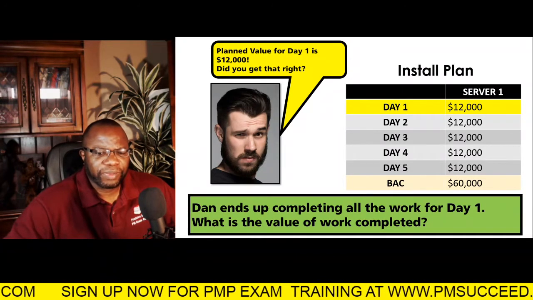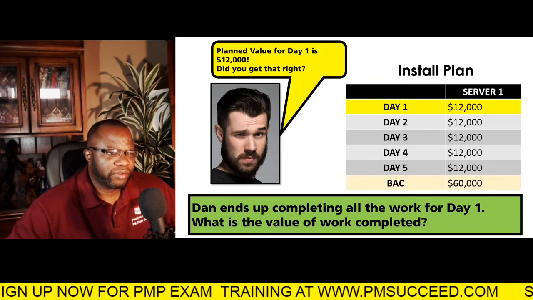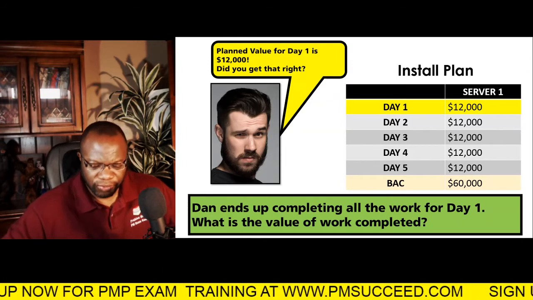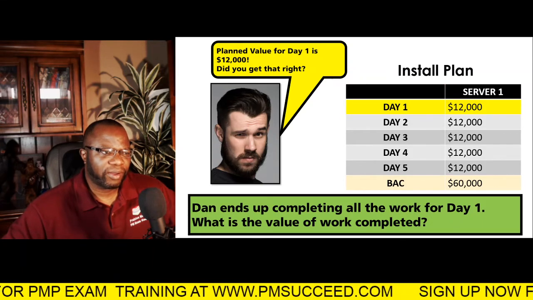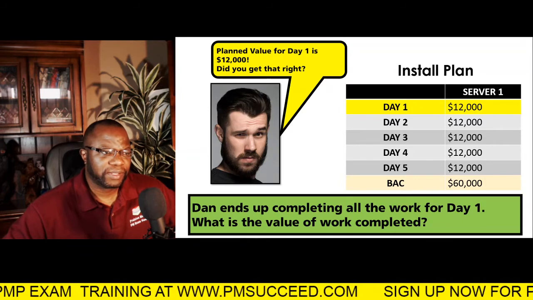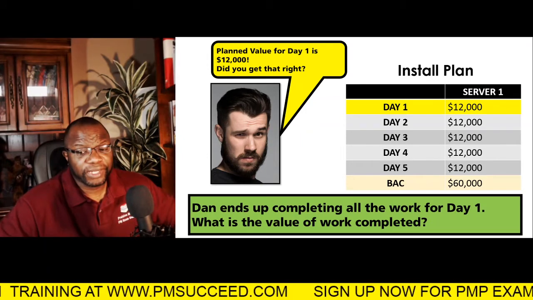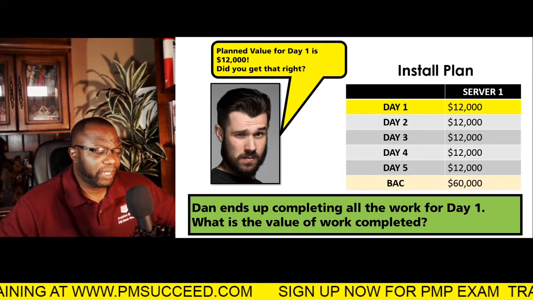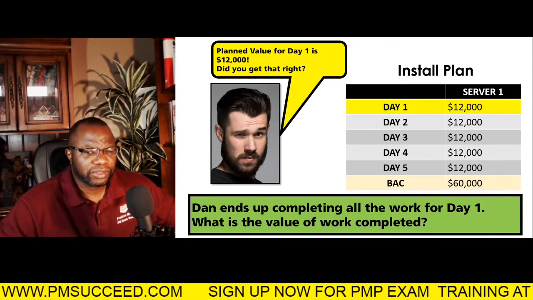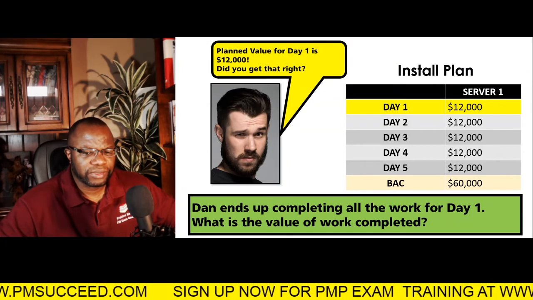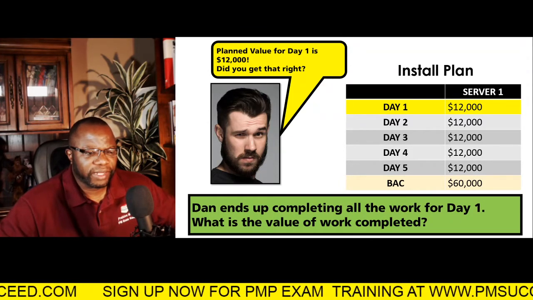So there's the install plan. Dan ends up completing all the work for day 1. What is the value of work completed? So when you get something like this, again, you want to be thinking about the pragmatic names and terms for these things. So what they're asking for here is really the earned value. The value of work you complete is the earned value. If you get all the work for day one accomplished, then you've earned $12,000. See? So Dan ends up completing all the work for day one. What is the value of work completed?